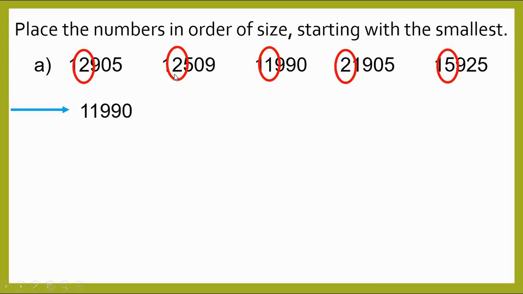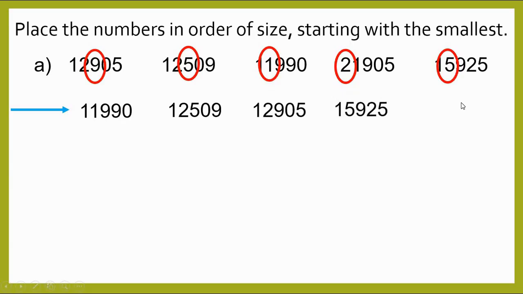After that, the next comes 2. As there are two numbers having 2 at the second place from the left side, we'll compare their third digit. And if you will see, in the first number, the third digit is 9. And in the second number, the third digit is 5. So I will write that number first, that is 12,509. Then 12,905. After that, this number will come, that is 15,925. And the last 21,905. Understood?